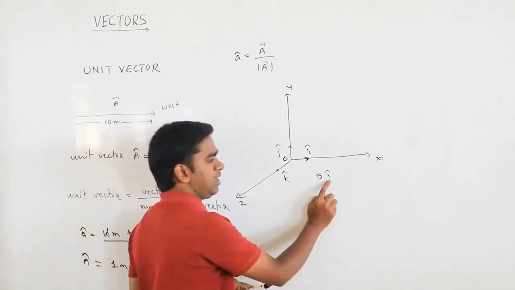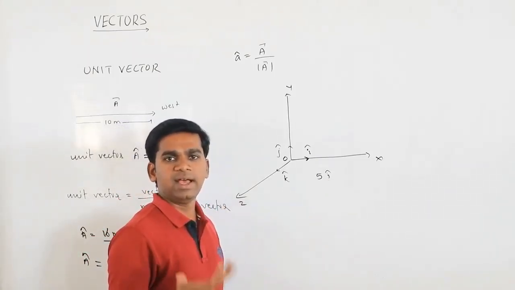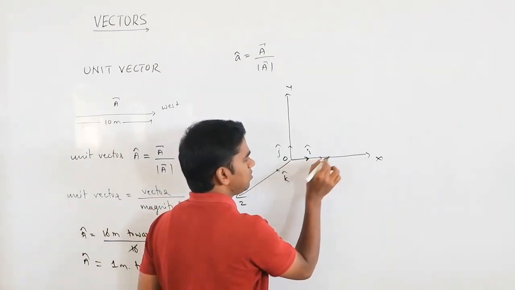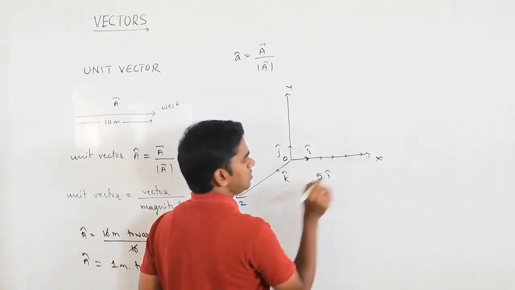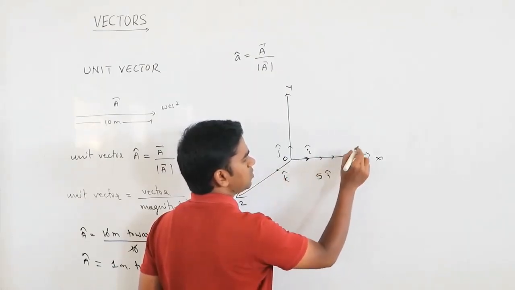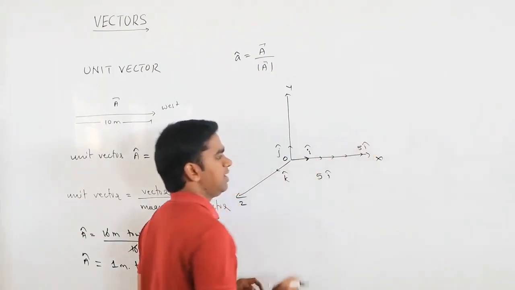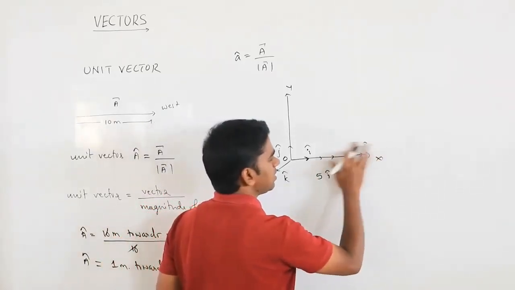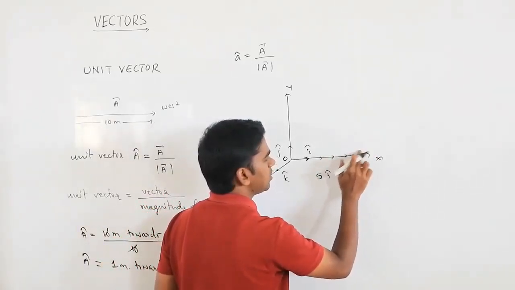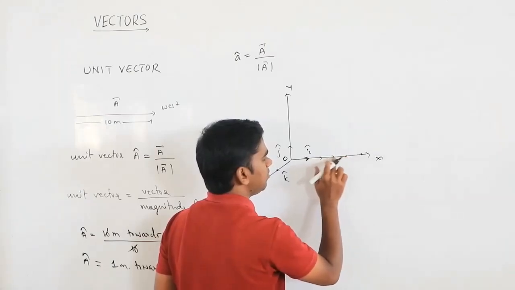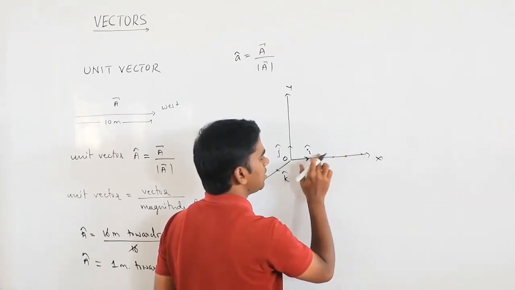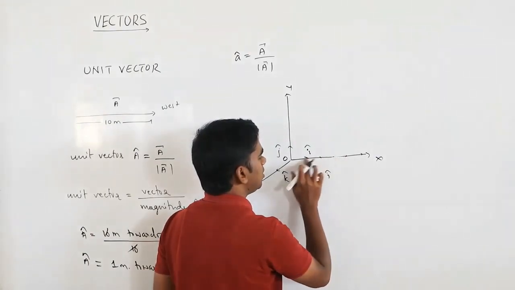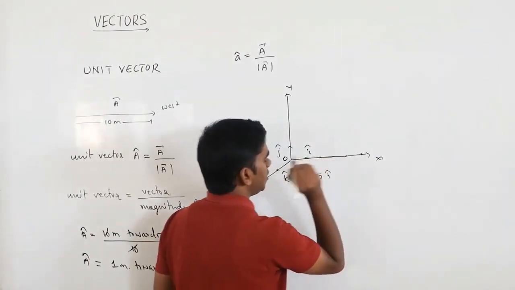Okay. So suppose I multiply i cap with 5, 5 i cap, what does it mean? You are multiplying i with 5, means you are adding i with i 5 times. So this is 1 unit, this is 1 unit, this is 1 unit, this is 1 unit. 1, 2, 3, 4, 5. So this is your 5 i cap from here to here. I hope you are getting what exactly this unit vector means. When you multiply a unit vector with some number, you will get the actual vector.